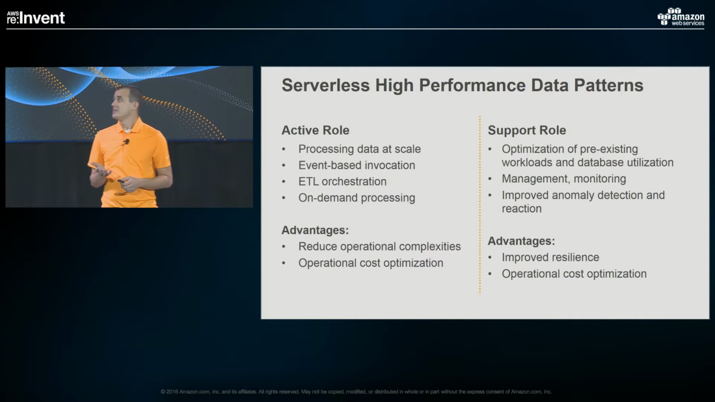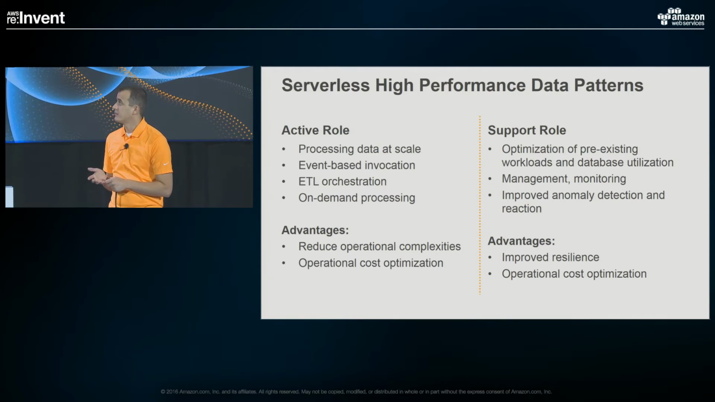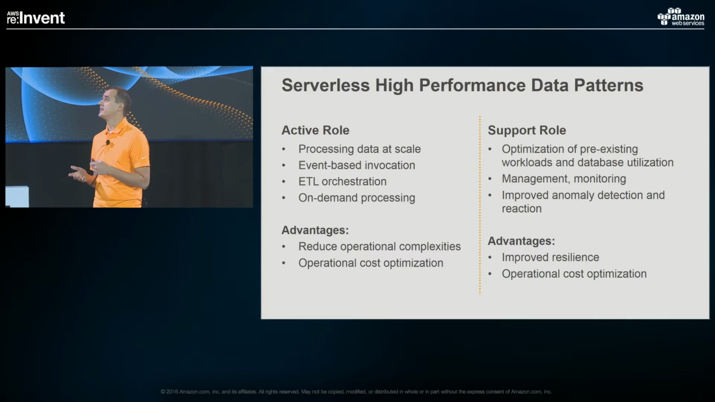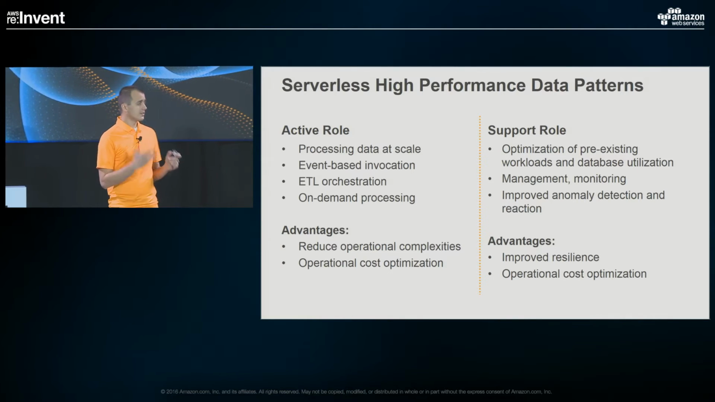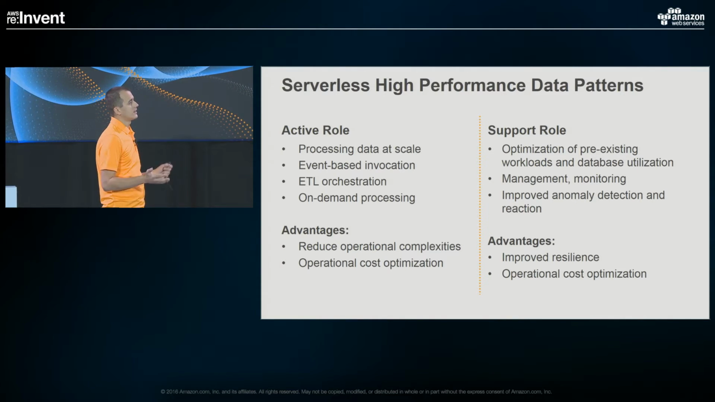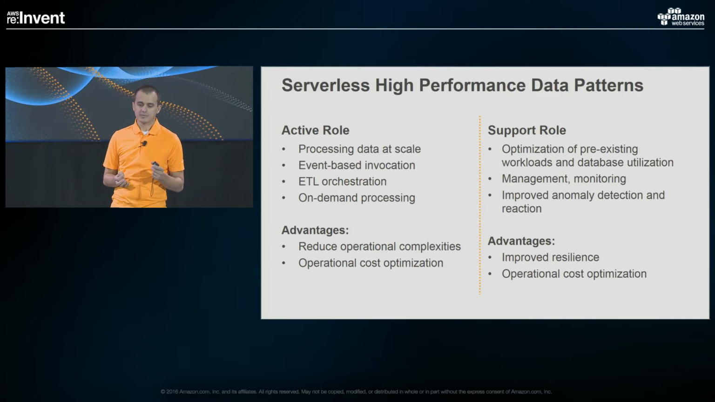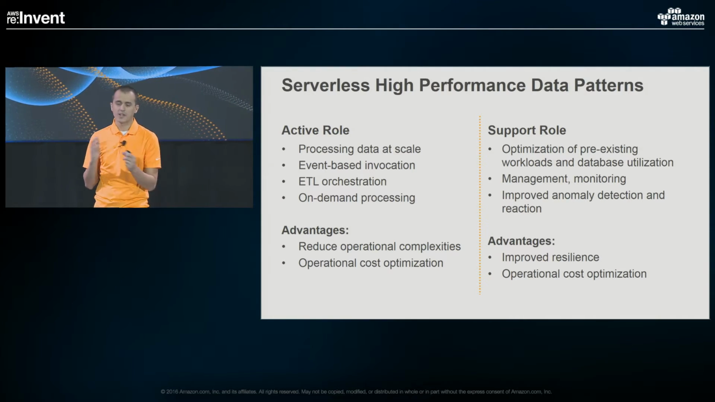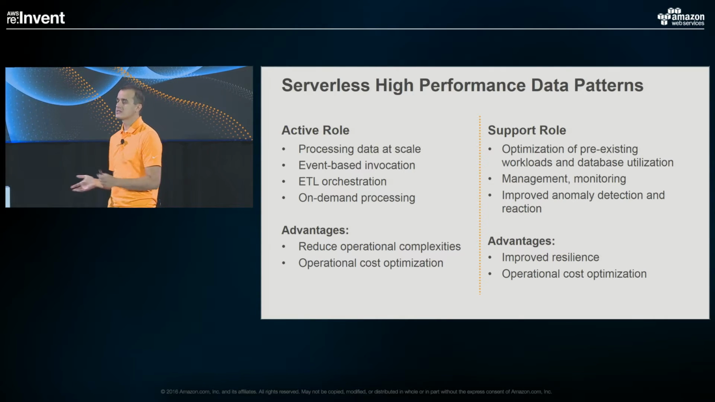And with this in mind, we see two main patterns of adoption for serverless architectures in high-performance data use cases. So one of them is where Lambda is actually playing an active role. This is where Lambda is used as part of the workload itself. It's front and center. They're processing your data.